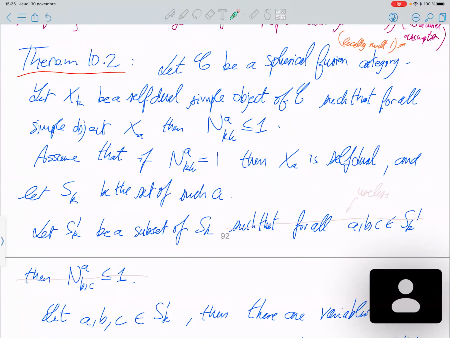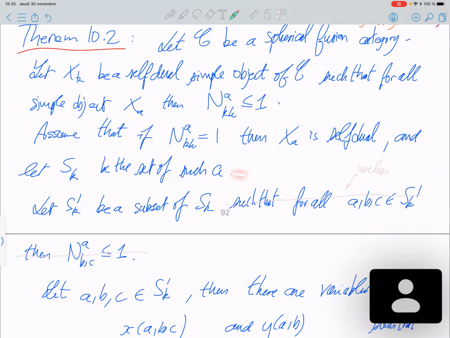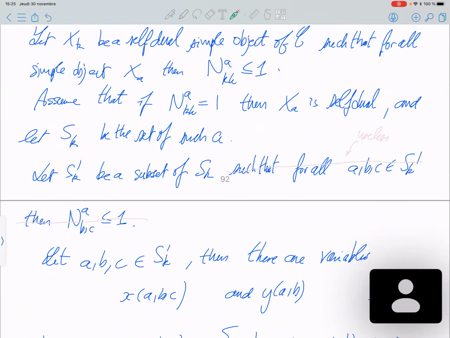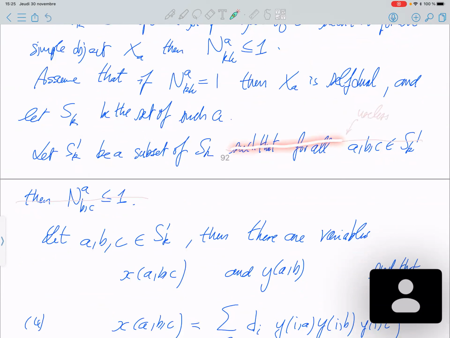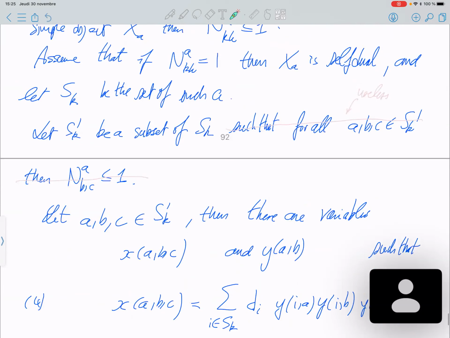Then we want also every component to be self-dual, so we assume that. And then we have this big set SK, and we consider a subset. In fact, last week I said we need also to have that, but in fact this is not necessary. The proof we will explain now generalizes a little bit the proof which is written in the paper, and I already updated it.